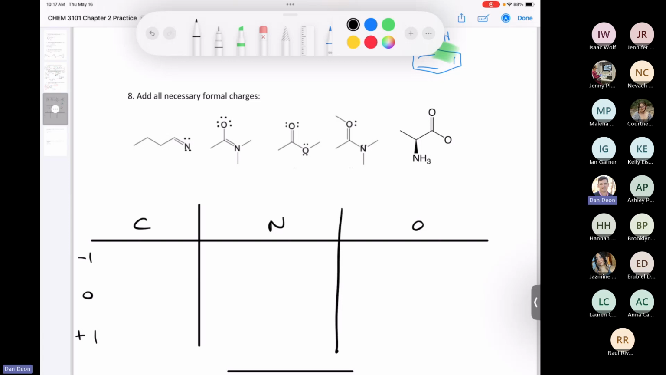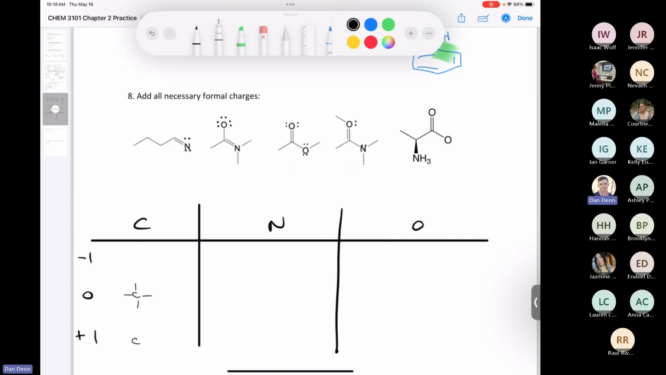Well, you guys know that when carbon has 4 bonds, it has a formal charge of 0. When carbon has 3 bonds, it has a charge of +1. And when carbon has 3 bonds, did I put it in the wrong spot? Son of a gun.